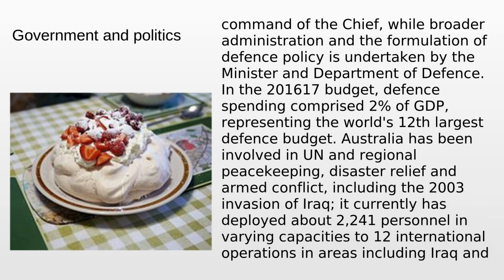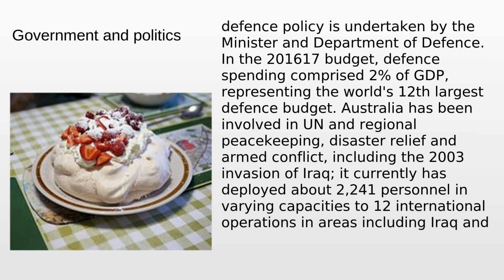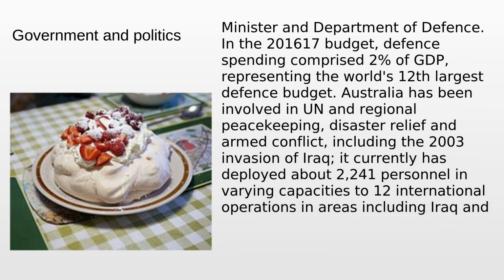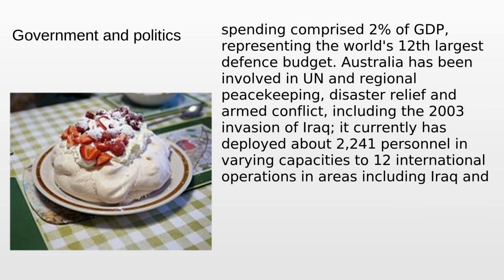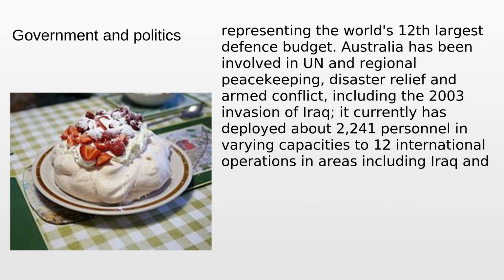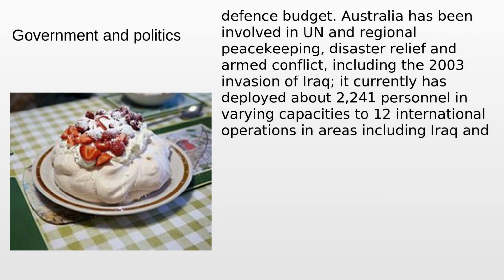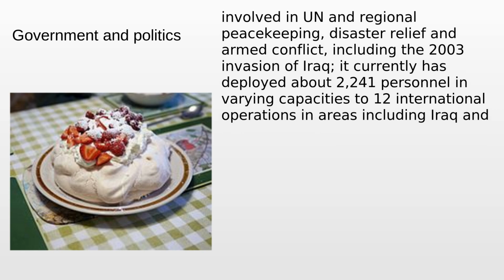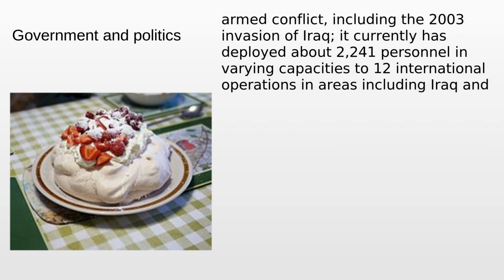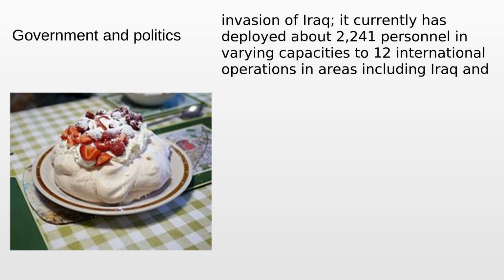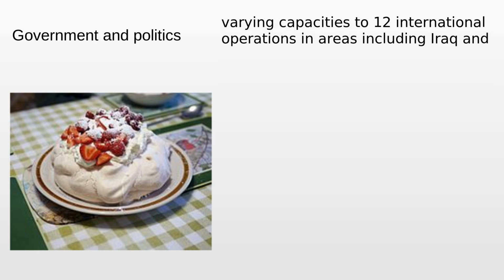In the 2016-17 budget, defence spending comprised 2% of GDP, representing the world's 12th largest defence budget. Australia has been involved in UN and regional peacekeeping, disaster relief and armed conflict, including the 2003 invasion of Iraq. It currently has deployed about 2,241 personnel in varying capacities to 12 international operations in areas including Iraq and Afghanistan.